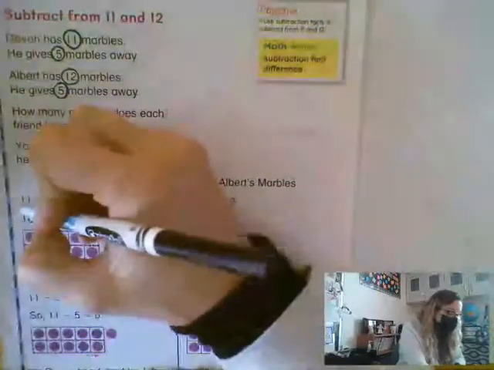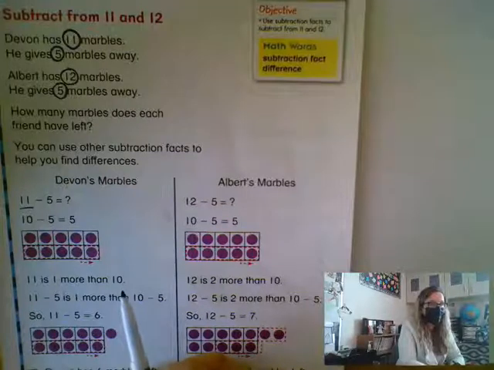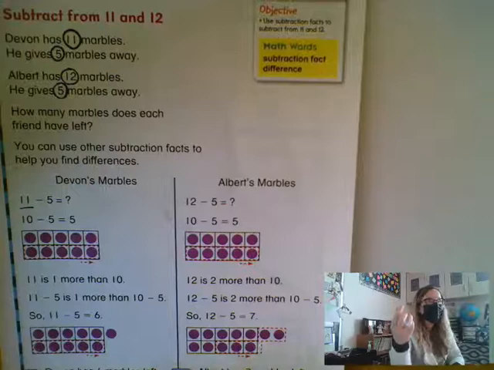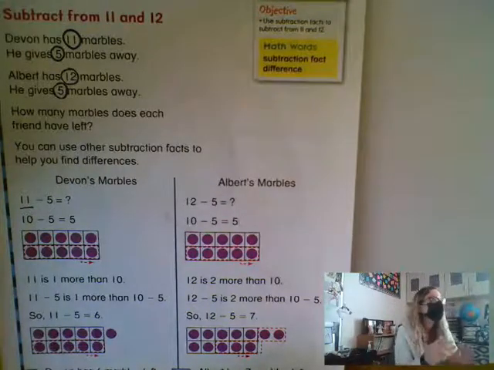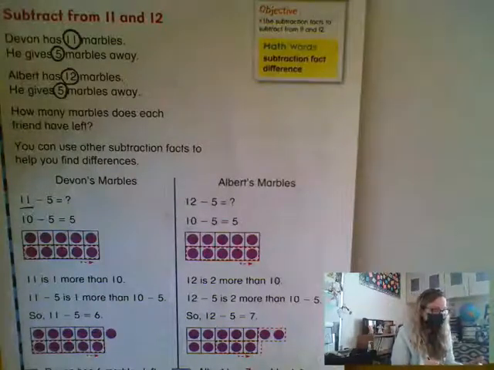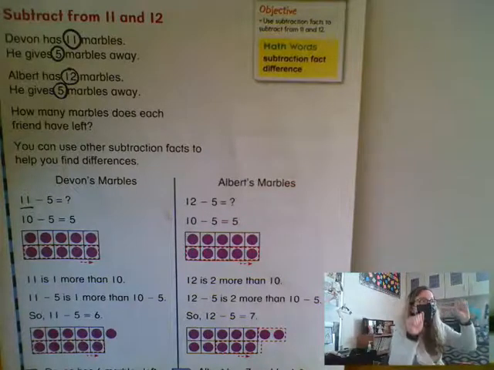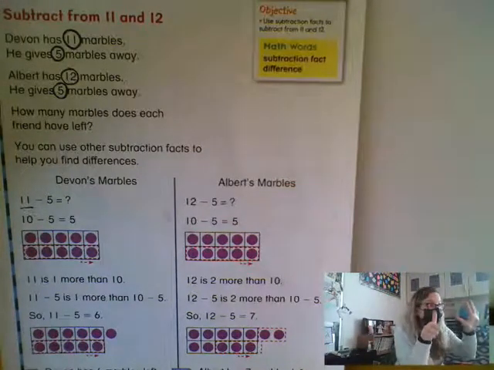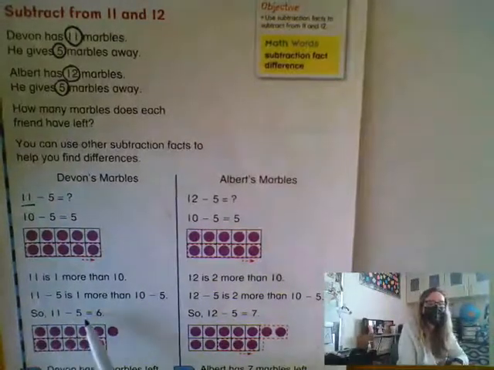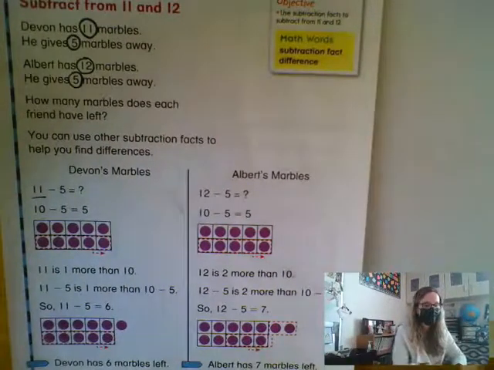But 11 is 1 more than 10. So if 11 is 1 more than 10, then the answer 11 take away 5 would be 1 more than the answer 10 take away 5. So Victoria, if 10 take away 5 is 5, then 11 take away 5 would be 6. Excellent. So 11 take away 5 equals 6. Okay? So Devin has 6 marbles left.